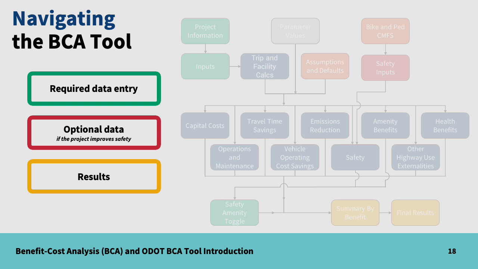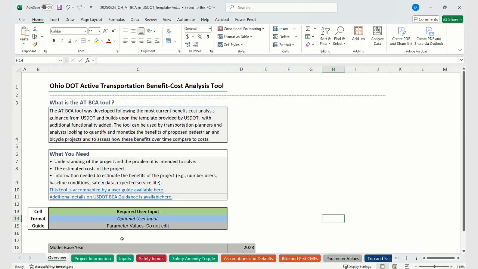Finally, we have the yellow results tabs. You can view the summary table of benefits by type, or if you want a final benefit cost ratio and net present value, you can consult the final results tab. Next, we'll show you what this all looks like within the actual BCA tool. We'll start with those green input tabs and talk about what input data you'll need ready.